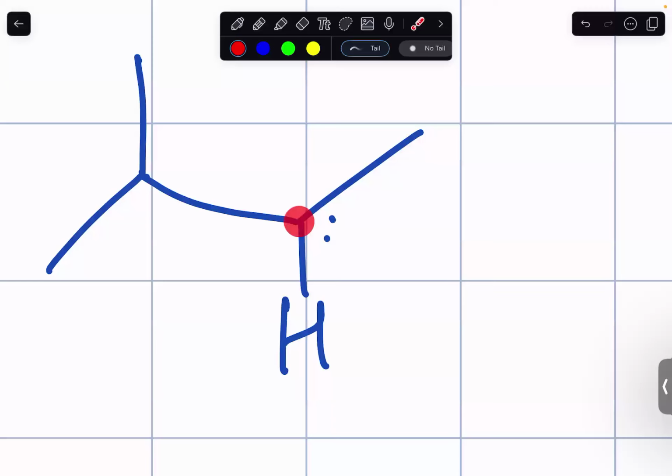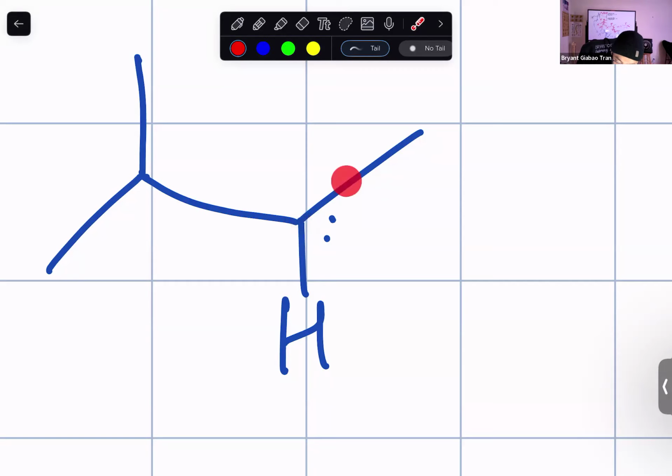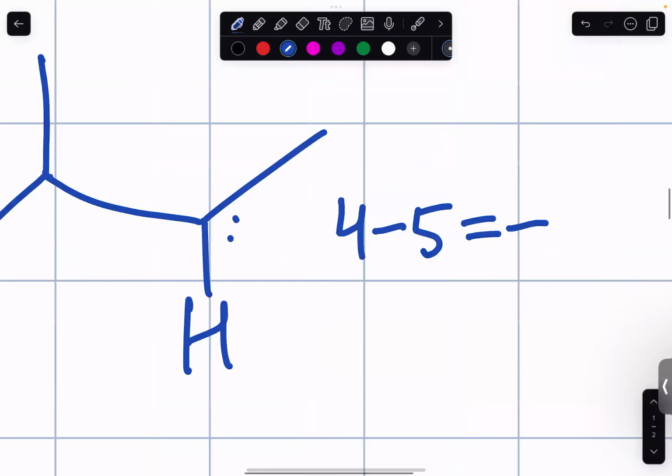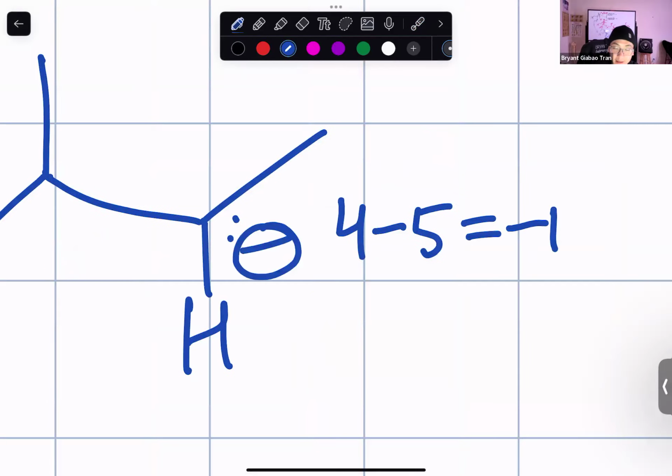Think of a bond as representing 2 electrons, but one of the electrons of that bond belongs to that carbon. It has 1, 2, 3, 4, 5. Those are the 5 electrons that carbon has to itself. And we know the valence electrons of carbon is 4. 4 minus 5 is -1. So this carbon here will have a -1 charge, a negative charge like that.